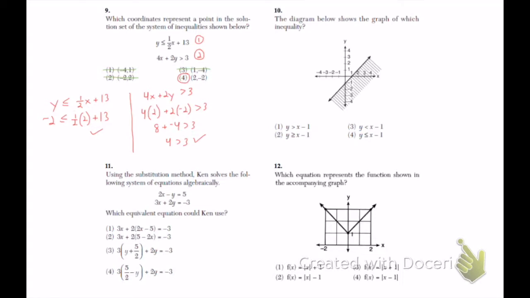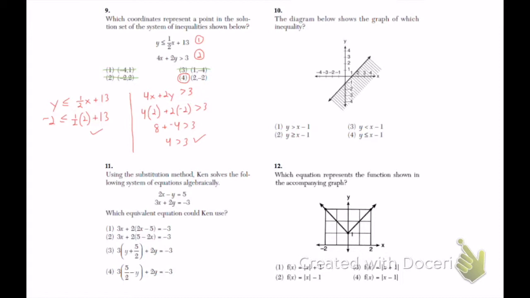Alright, so question 10 reads, the diagram below shows the graph of which inequality? Well, we could have solved this 2 different ways. The first way we could have done it is to graph all of the 4 choices and see which graph on a calculator resembles the graph that's on the test. The second way we could have solved this was without the calculator.